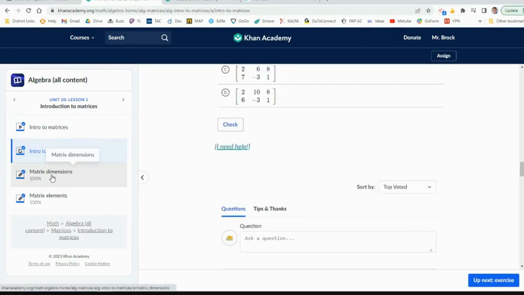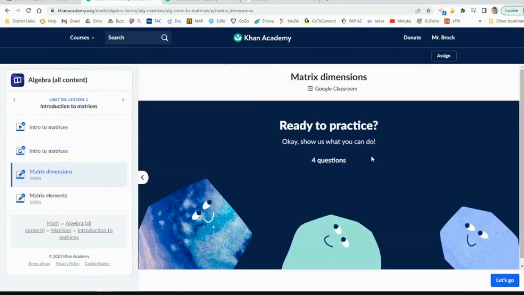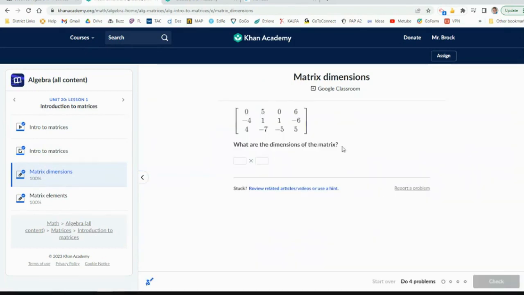And then here are 2 of the assignments. Ready to practice? 4 questions. You click Let's go down here in the corner when you're ready to start those 4 questions. It'll say, what are the dimensions of the matrix? It will take those 4 problems and score it for you.